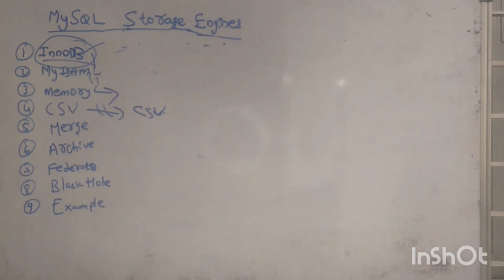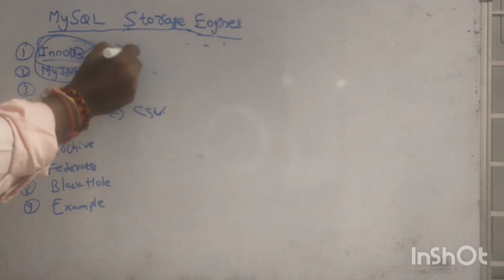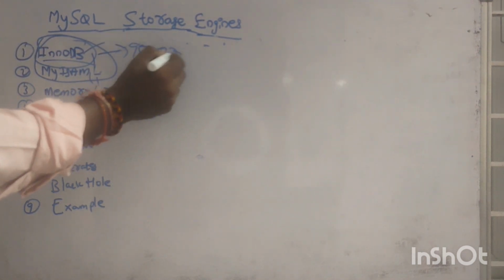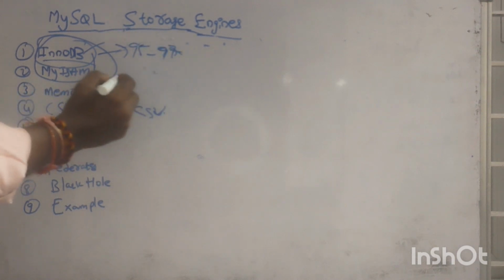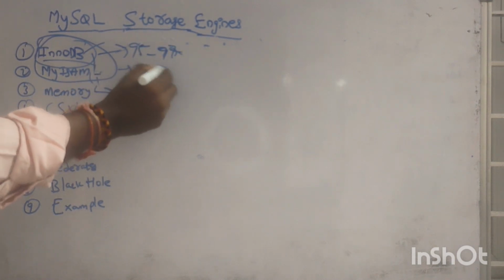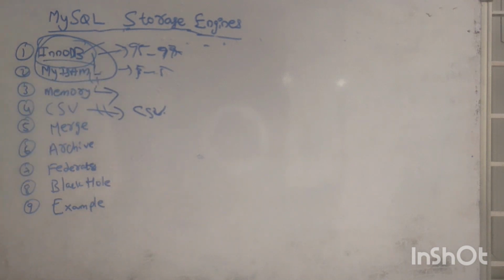So these are all the storage engines, and in the real world most of the market is using only the MyISAM and InnoDB storage engines. About 95 to 97% use the InnoDB storage engine, and the other 3 to 5% use the MyISAM storage engine, and there may be many very rare scenarios where we use the remaining storage engines. So this is all about storage engines.